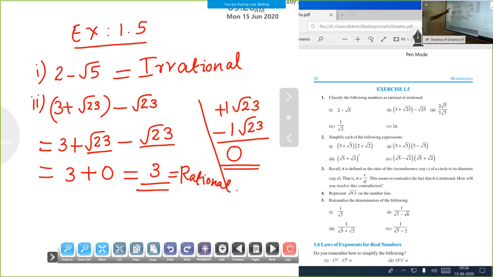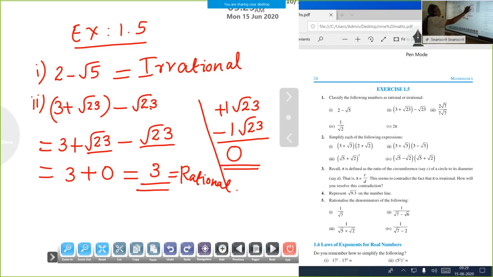Your question is 3 plus root 23 minus root 23. This is not multiplication because there are two terms there. Second step, without bracket you write that step. 3 plus root 23 minus root 23. Next, both are the same radical numbers. Root 23, here also root 23.